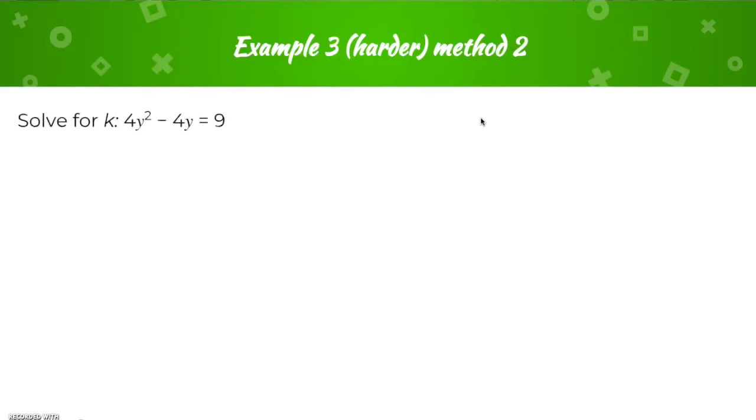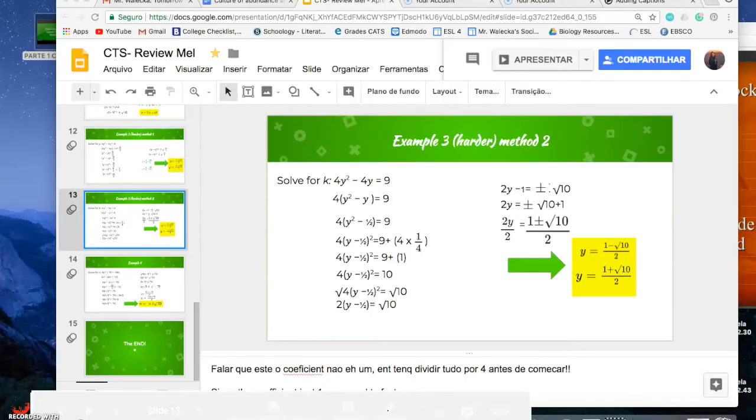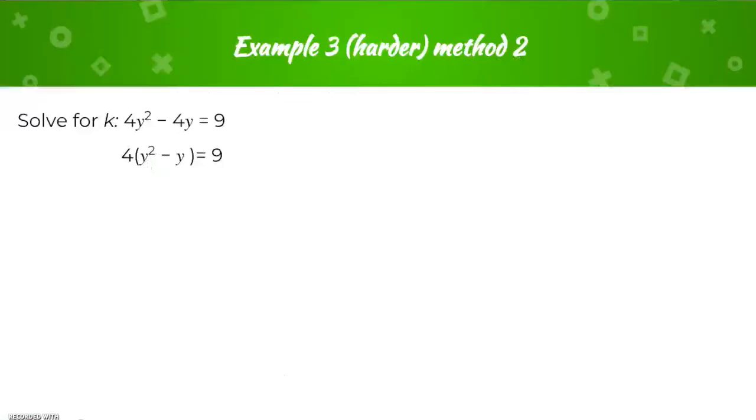Here we have the same equation. In this method, you need to factorize. So the common factor in this case is 4. So you do 4 parentheses y squared minus y equals 9. Then you basically do the same steps. So you divide negative 1 by 2, which equals negative half. So you end up having 4 parentheses y squared minus half parentheses equals 9.